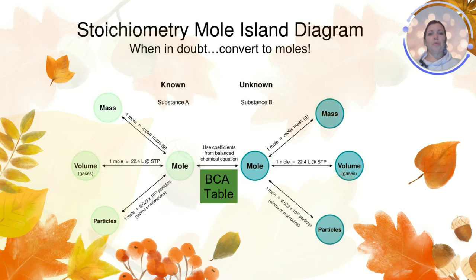So this is a mole island diagram, and this is just to show you that no matter what you're starting with, you're always going to convert to moles. Use your BCA tables to go from your known amount of moles to your unknown amount of moles, and then you can convert to anything else.